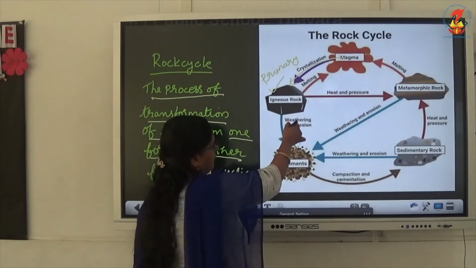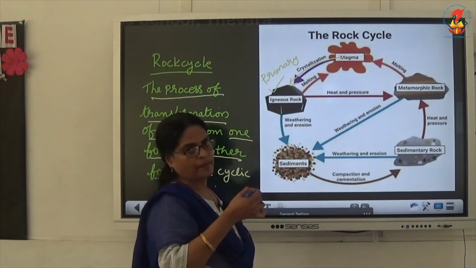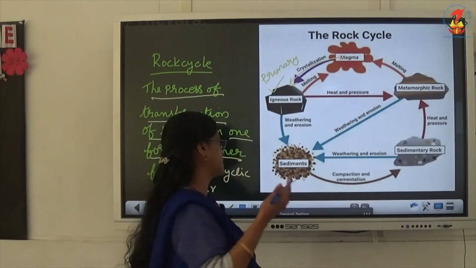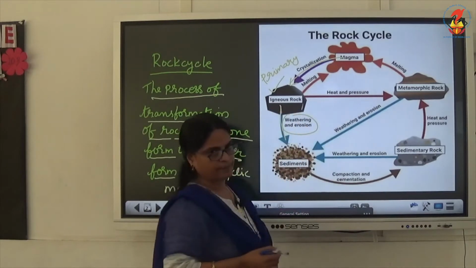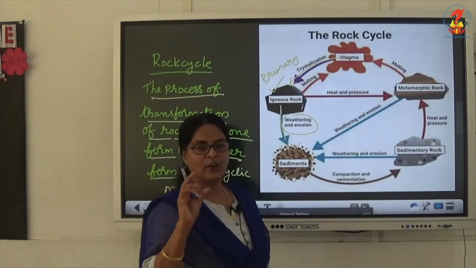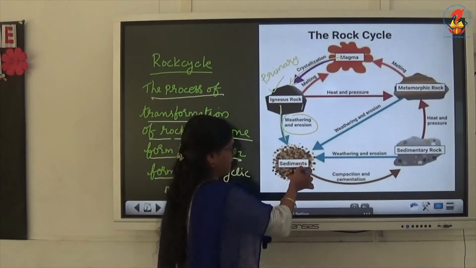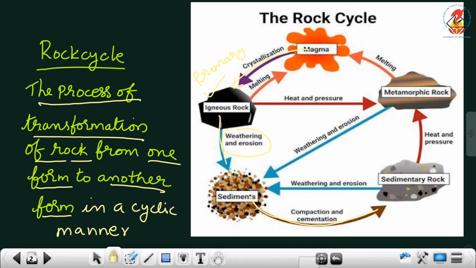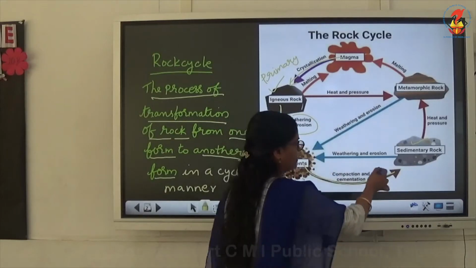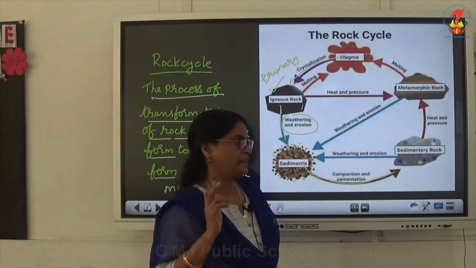Then these igneous rocks are broken into sediments due to weathering and erosion. You have studied how sedimentary rocks are formed: these sediments are compressed and hardened to form sedimentary rocks. From igneous rocks we get the sedimentary rocks.